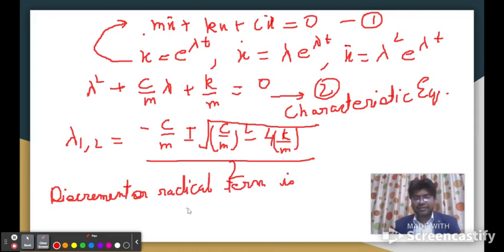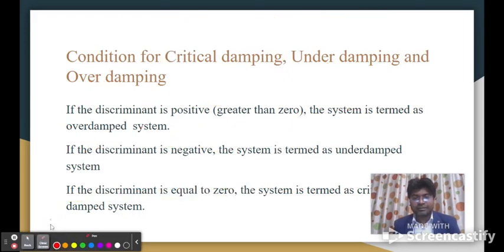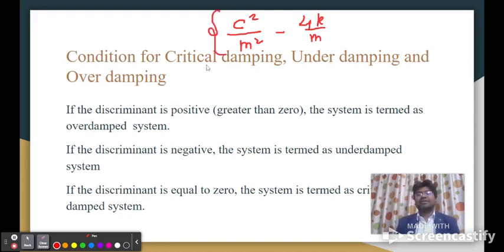I think we should write this on the next equation. The radical term is c square divided by m square minus 4k by m. Why have I written this here? Because this term will decide whether your system is critically damped, under damped, or over damped.